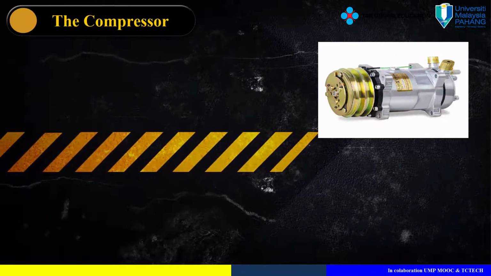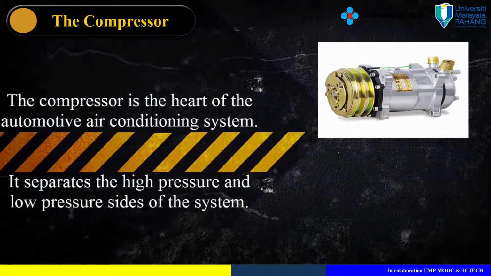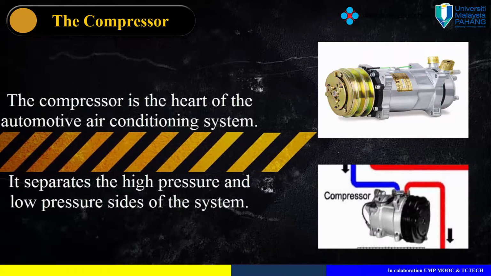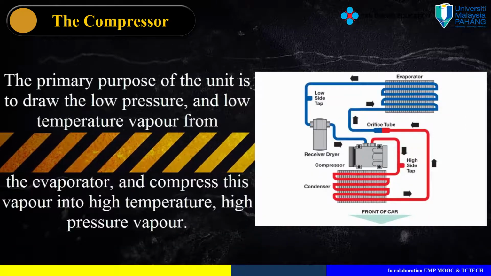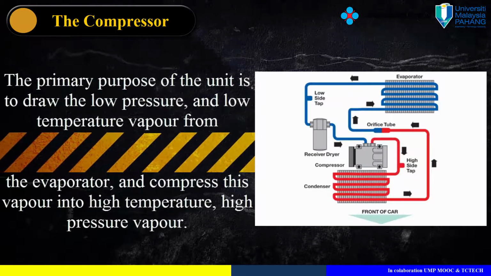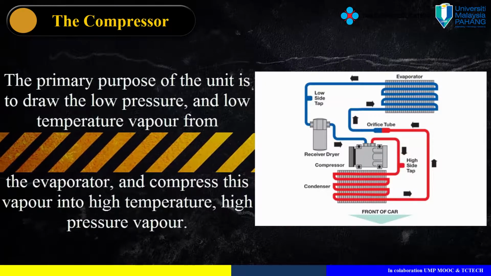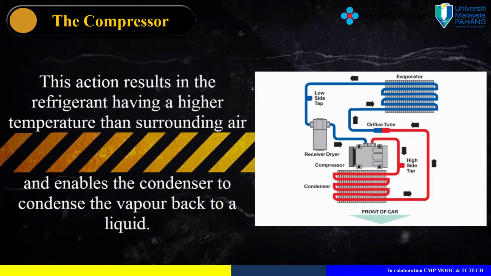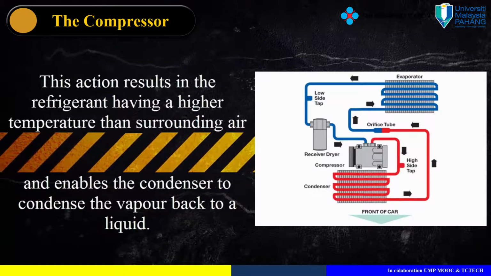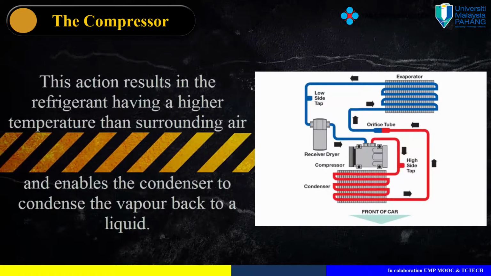The compressor. The compressor is the heart of the automotive air conditioning system. It separates the high pressure and low pressure sides of the system. The primary purpose of the unit is to draw the low pressure and low temperature vapor from the evaporator and compress this vapor into high temperature, high pressure vapor. This action results in the refrigerant having a higher temperature than surrounding air and enables the condenser to condense the vapor back to a liquid.